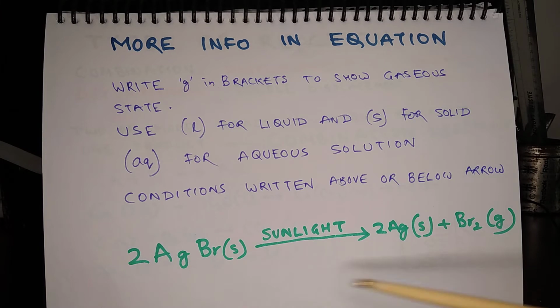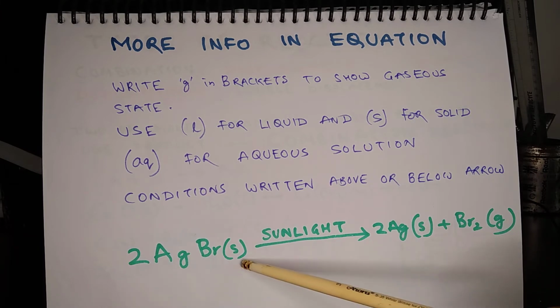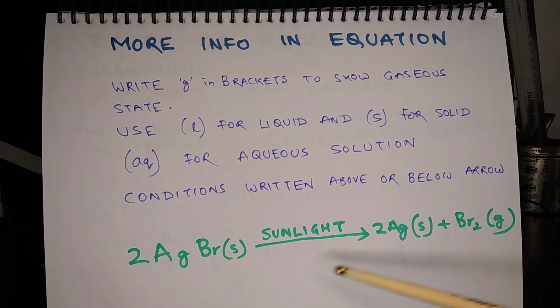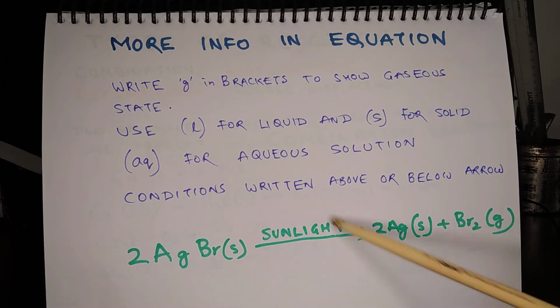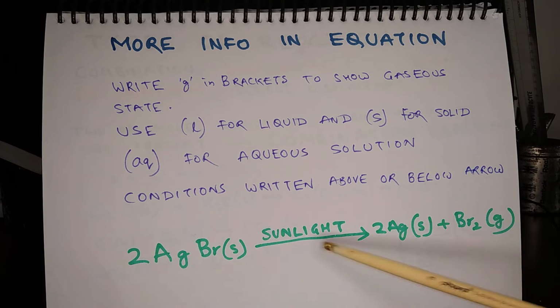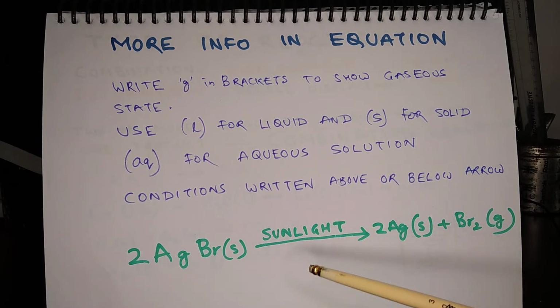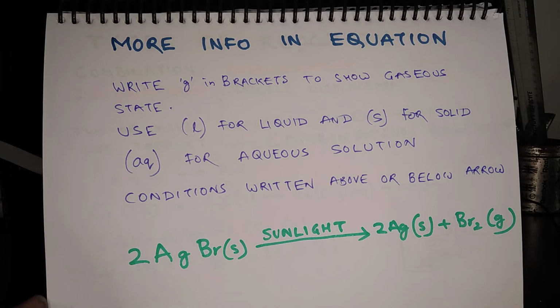So let us take this example, 2AgBr. S stands for solid state, G stands for gaseous state, and sunlight is a special condition. This shows that the reaction is happening under the sunlight. The sunlight is a cause of the reaction, a necessary factor for the reaction to take place.